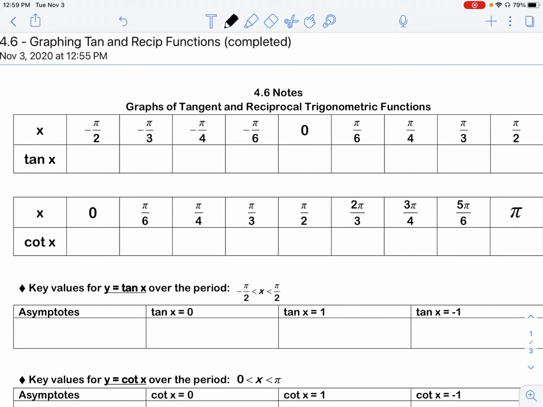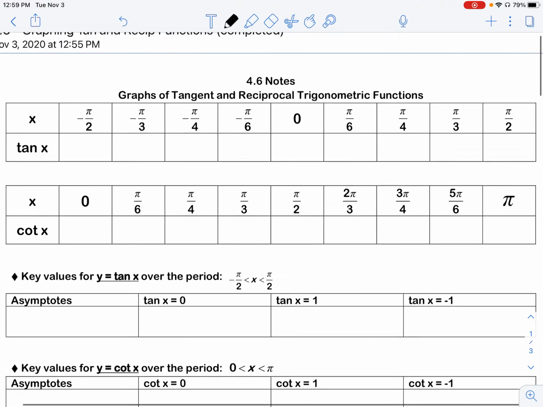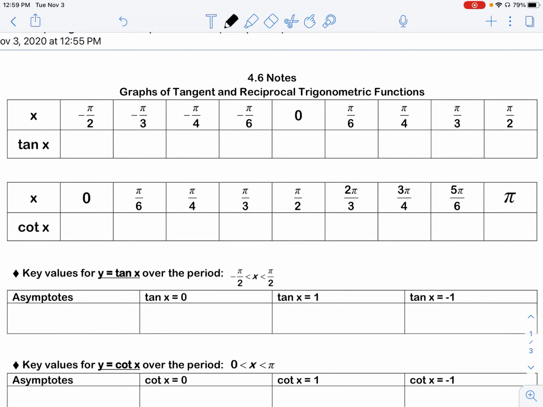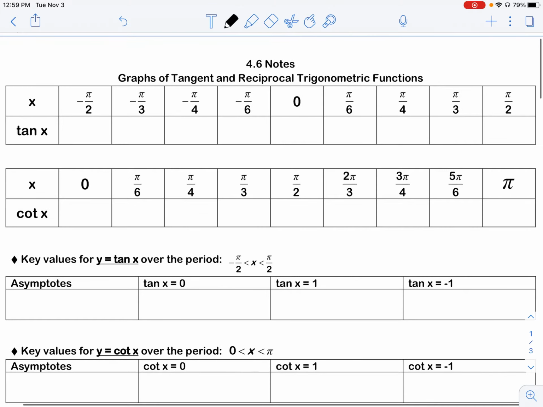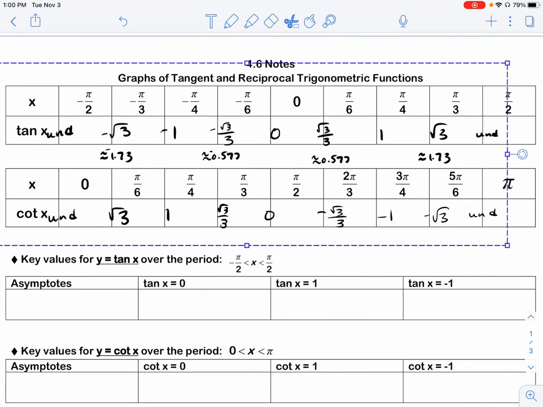Okay, so today we're going to be talking about graphing tangent and its reciprocal function cotangent. To start off, I'm going to have all of you fill out this table evaluating the tangent function at a number of unique angles on the unit circle. If you have a chance, pause the video and see if you can fill this out. If you went ahead and filled this out, you should get something that looks like this.